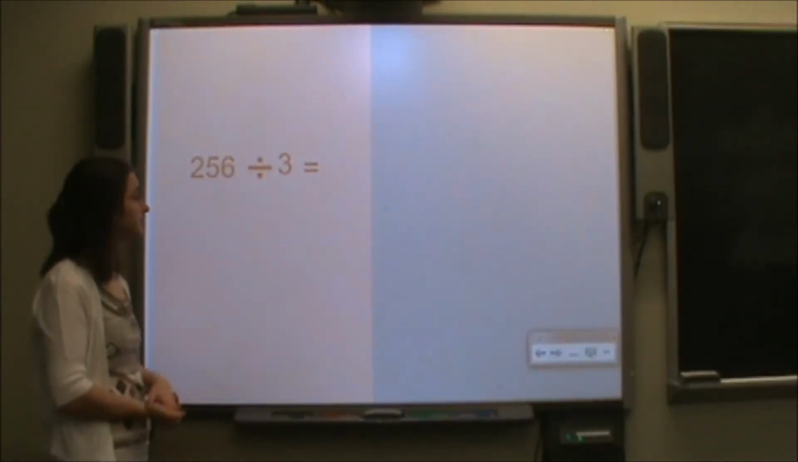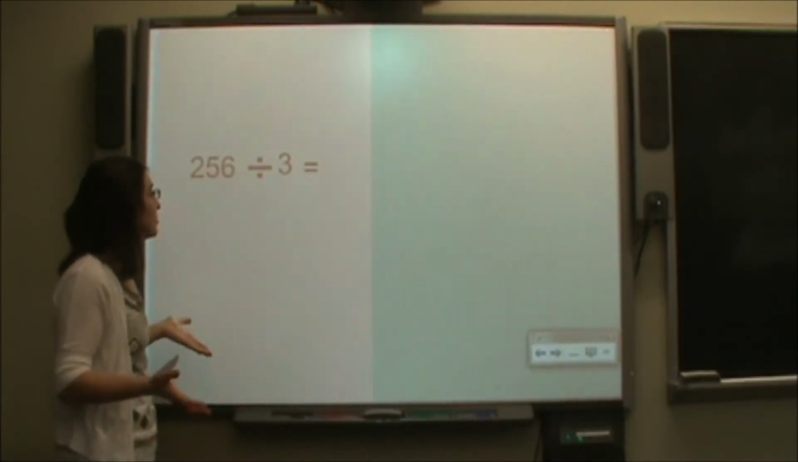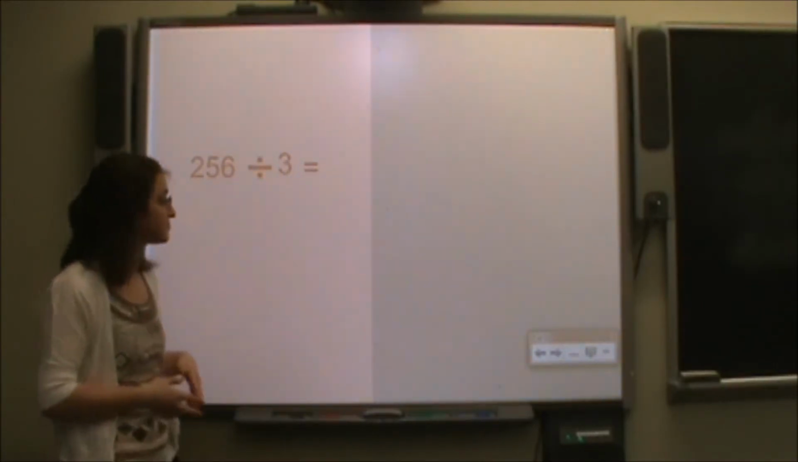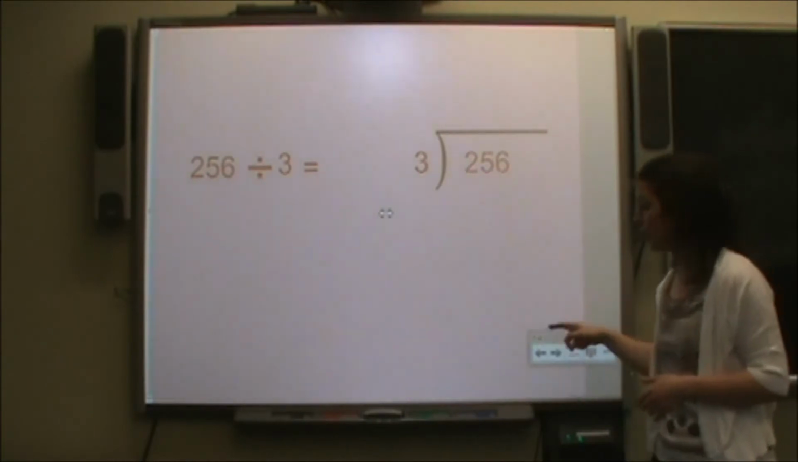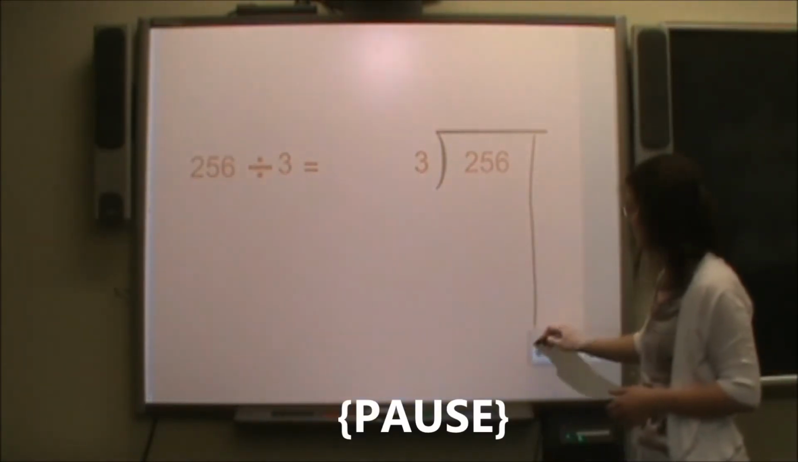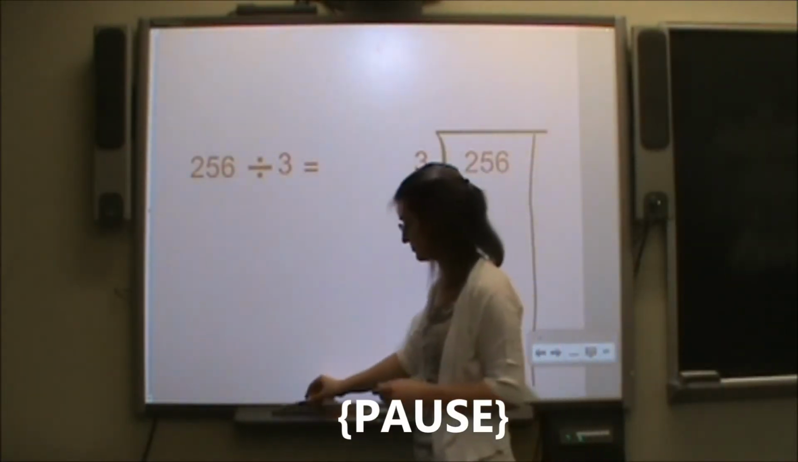So the problem is 256 divided by 3. So what we're really asking is how many times can 256 be evenly split into groups of 3? We're going to set it up like this. You're going to pause your video and draw this along with the line down the side so that you can keep track of your partial quotients. Pause your video and do that now.